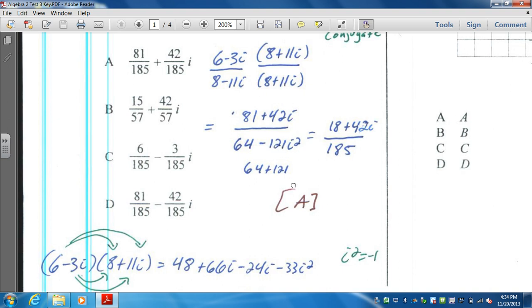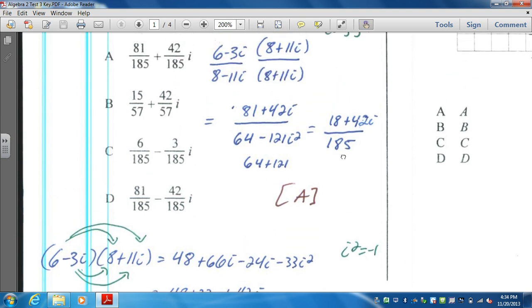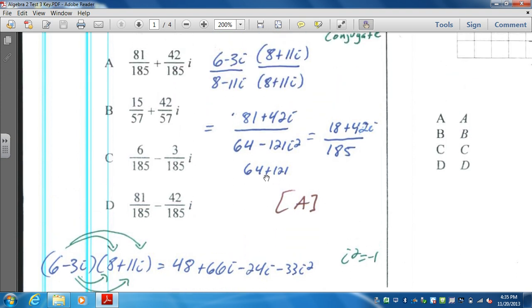squared, remember that i squared is negative 1. So you end up having to add these together, and you get 185. And then matching the numerator, it gives you answer choice A. And that's it for the first 3.